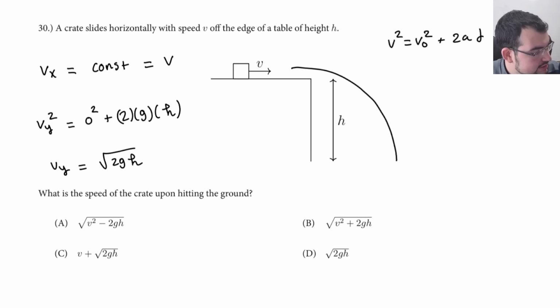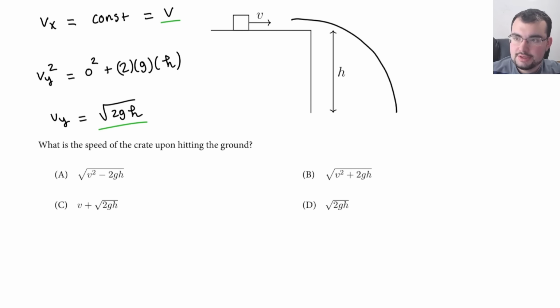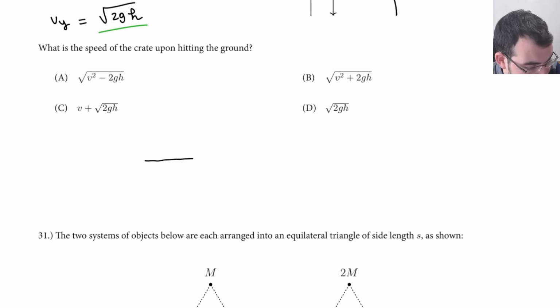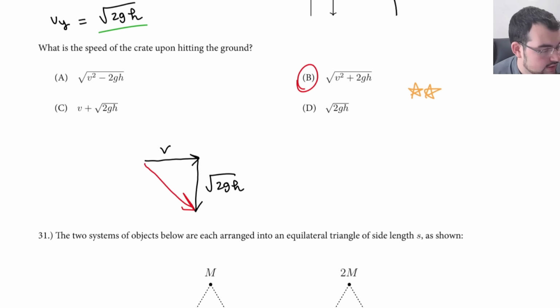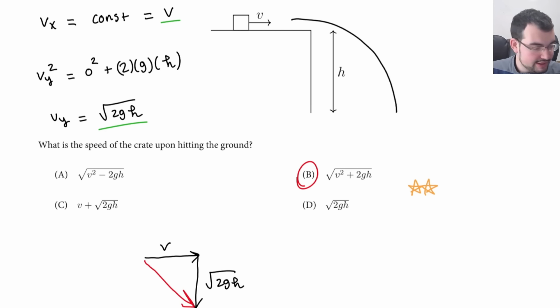So what this tells us is now we have our speed in the x and we have our speed in the y. So we can just combine them Pythagoreanly to get our final speed. So this was v. This was square root 2gh. So our final speed is just this hypotenuse, which we can see it's this one. My goal is actually that you could have selected the answer to this, maybe just by looking at them, if you knew it sped up and you knew it had to be a Pythagorean relationship.